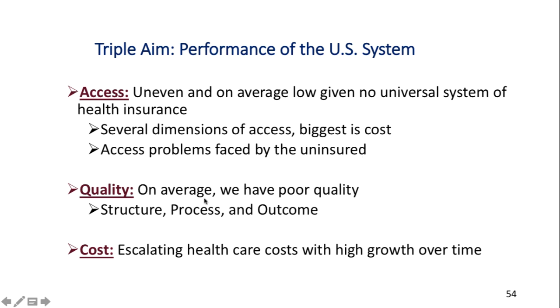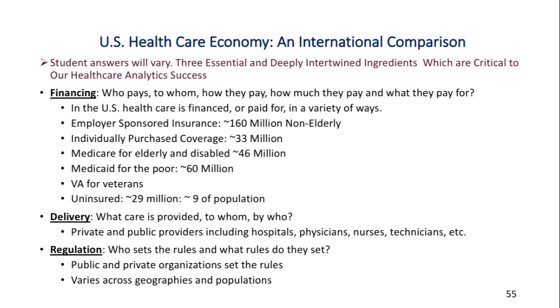On quality, on average we have poor quality, which can be defined based on structure, process, and outcomes. On cost, healthcare costs are escalating with a high growth rate over time.